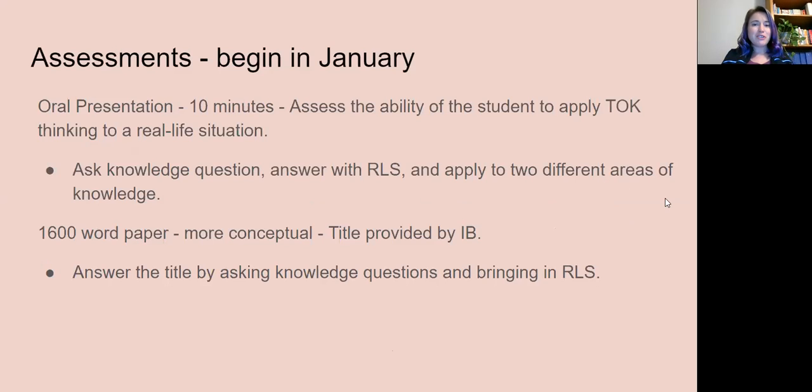As far as assessments for Theory of Knowledge go, those begin in January. The first of which is a 10-minute oral presentation. In this assessment, students are trying to apply TOK thinking to some real life situations. And so they will use what we call knowledge questions to explore the ways that real life situations and different areas of knowing apply to those things. So in that, they ask the knowledge question, they answer the real life situation, and then they apply to areas of knowledge.